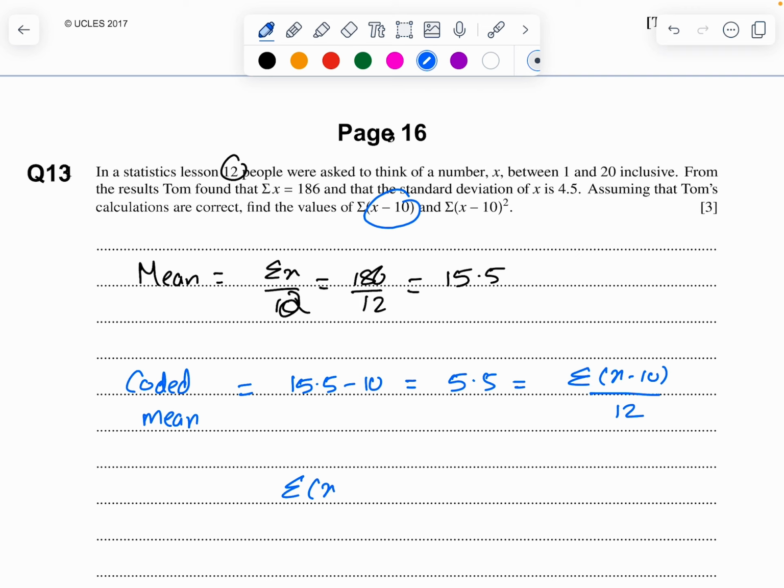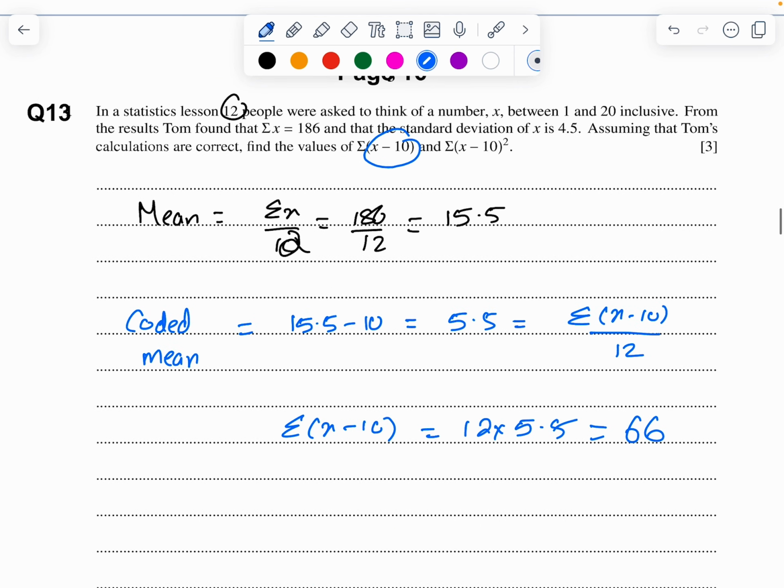So what will be sigma of x minus 10? 12 times 5.5. So 5.5 times 12, which is going to be 66. That is the answer. Now sigma of x minus 10 whole square.